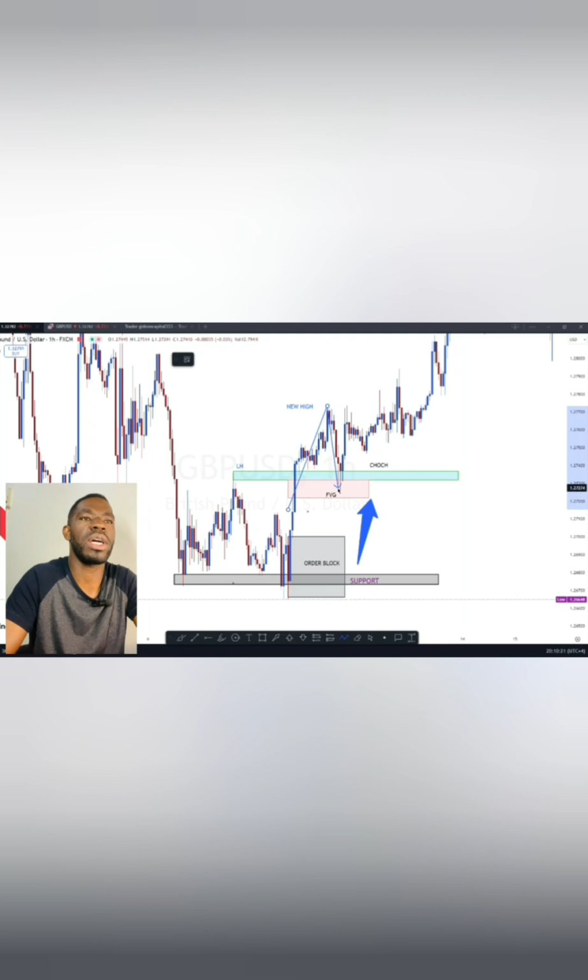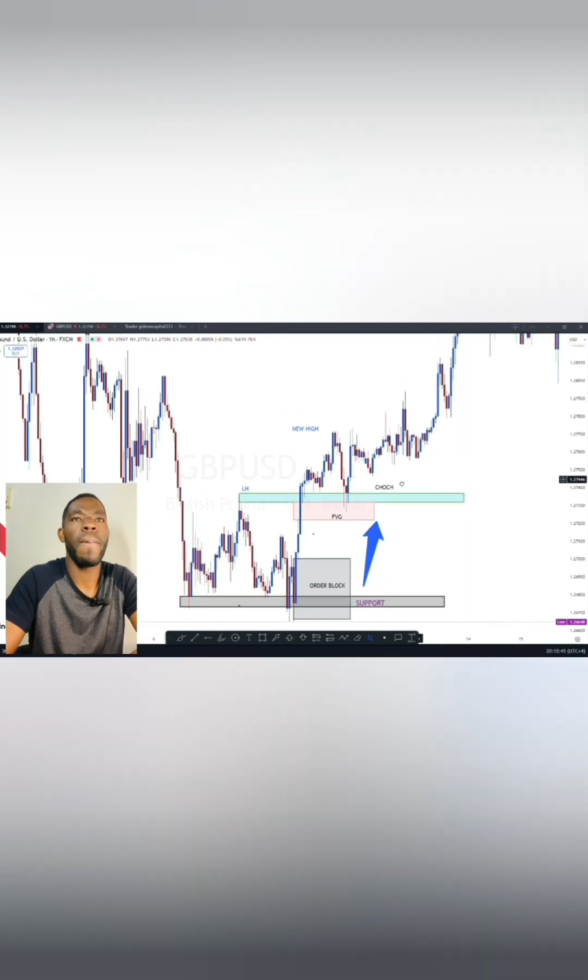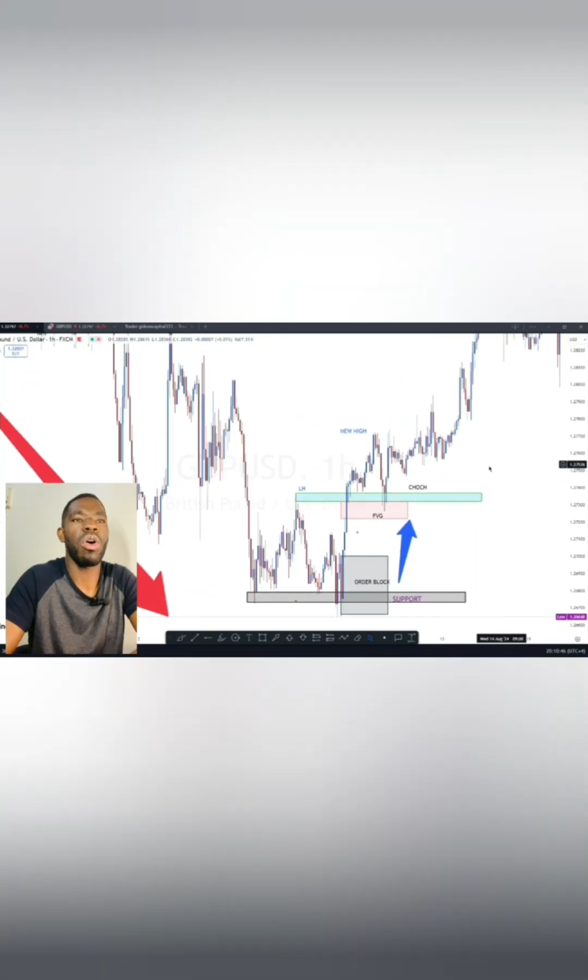One of the rules of this strategy is that the fair value gap has to be mitigated. That means the price has to return to the fair value gap, close it out before it moves back to the upside. So pay attention to all those confluences: the downside, support, then you have the order block, structure is broken, or change of character happens, and then the price returns to the fair value gap. The fair value gap must be formed before the change of structure.